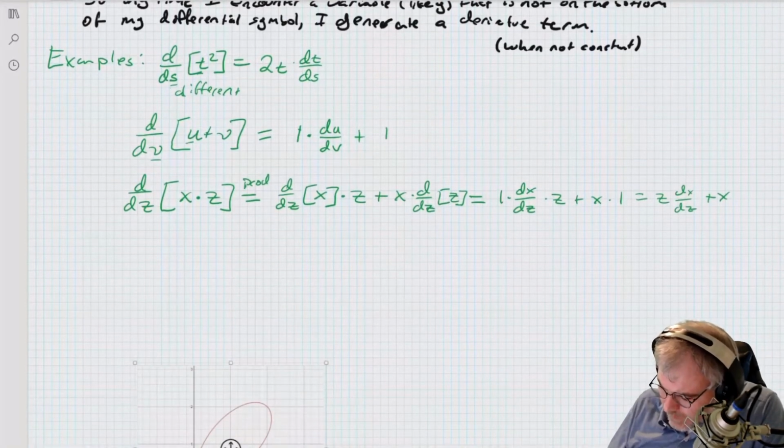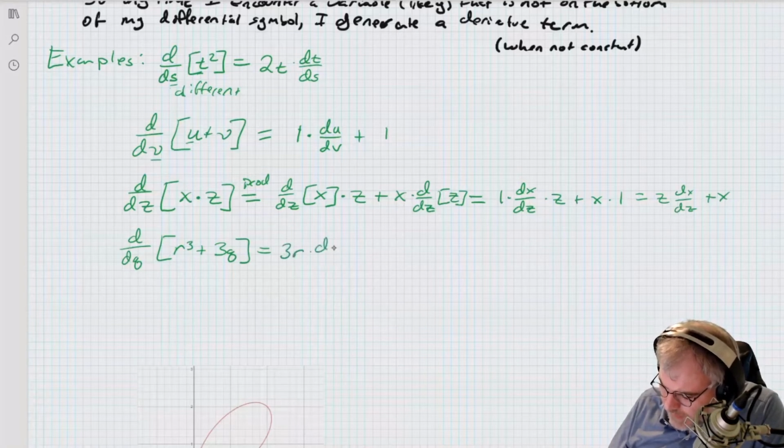Okay. d over dq of r cubed plus 3q is going to equal the derivative of the outside, 3r squared, times the derivative of the inside, dr over dq. Remember, that's a chain rule. And then I'm going to have plus 3.